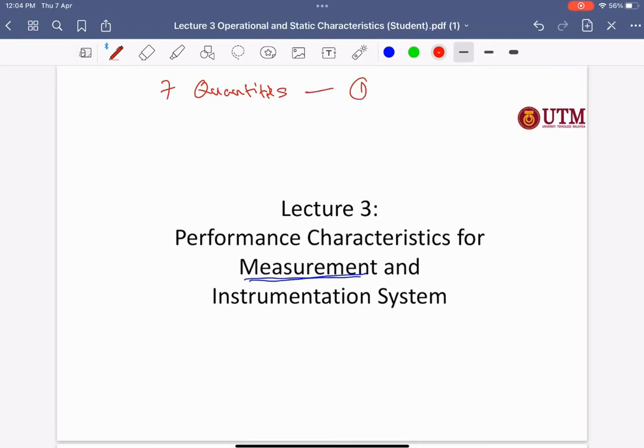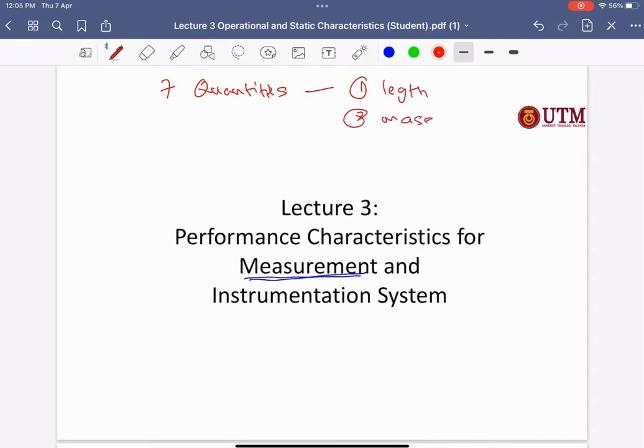First, you can measure, for example, the length. Number 2, you can measure the mass. Number 3, the temperature, and number 4, illumination and so on. This is the 7 basic quantities, and from those you can derive other quantities like area, force and so on. Then we want to do the measurement, and we need the instrumentation, the tools in order to do the measurement.